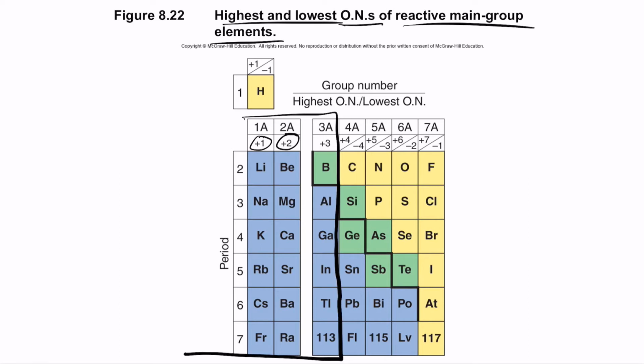But from 4A to 7A, these are elements that can have either positive or negative oxidation numbers depending on the element that bonds with them. Even hydrogen has two different oxidation numbers in its existence.